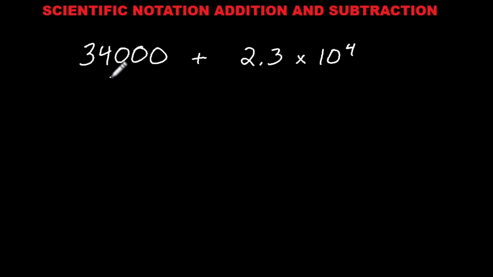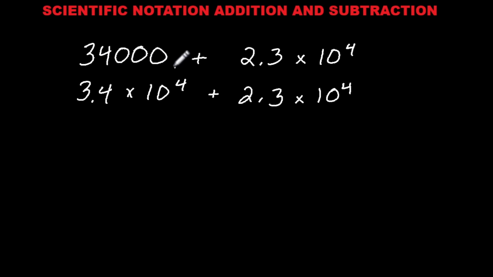In order to be able to add these, I'm going to have to change the 34,000 into scientific notation, and I need for the exponent on my base 10 here to be a 4. So in order to do that, I would move the decimal to the left 4 spaces, which gives me 3.4 times 10 to the fourth plus 2.3 times 10 to the fourth.